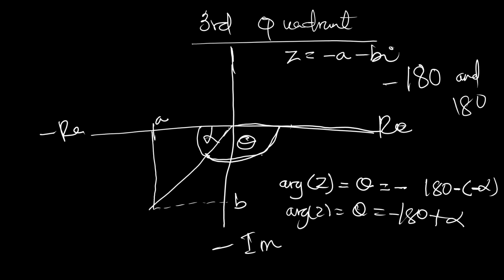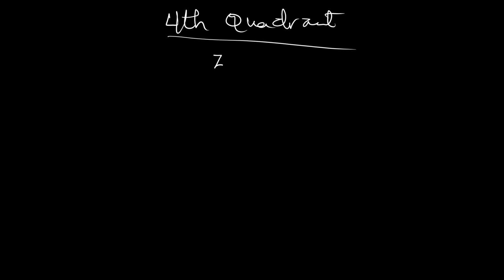So all angles measured in the clockwise direction are negative. Okay. So argument of z here is going to be negative 180 minus negative alpha. So you're going to get negative 180 plus alpha. So this is what happens in the third quadrant when we are finding the principal value of the argument. Alright, let's move on to the fourth quadrant. In the fourth quadrant, z will be equal to positive a minus bi.